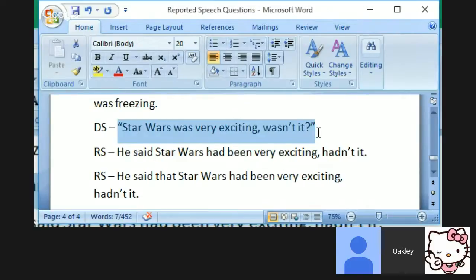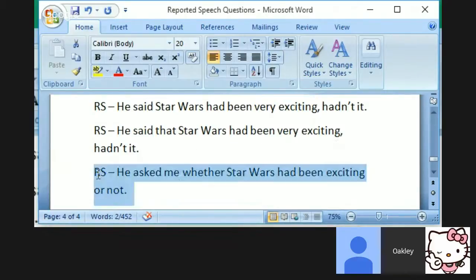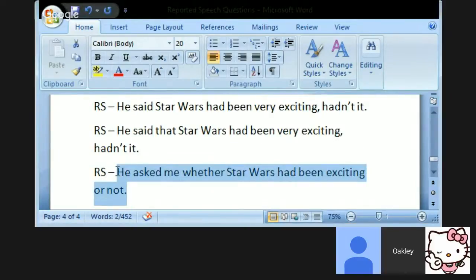For example, in a tag question, if we use rising pitch in the tag, then it means it's actually a question. For example, Star Wars was very exciting, wasn't it? If you're actually asking it as a question, I could do something like this in my reported speech. He asked me whether Star Wars had been exciting or not. It makes it clear that this was a question.